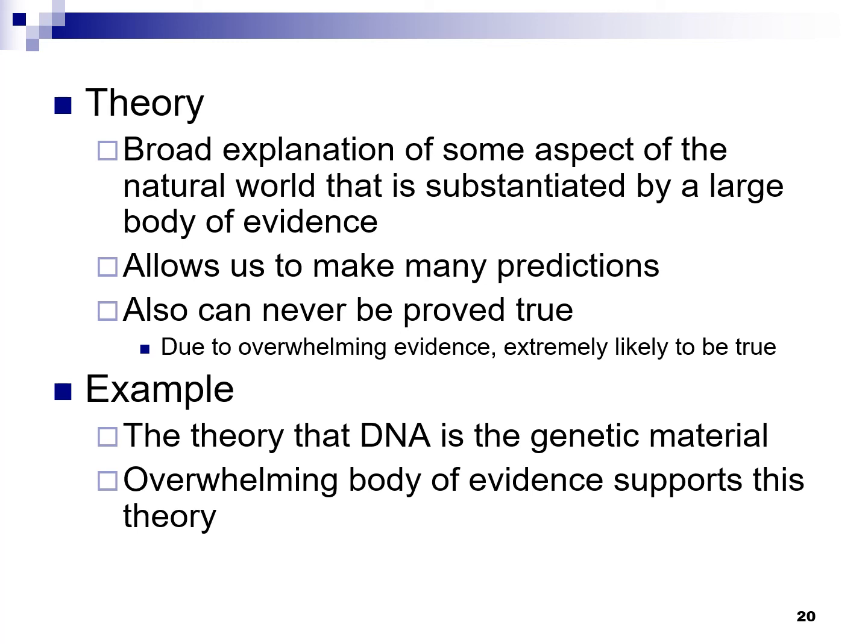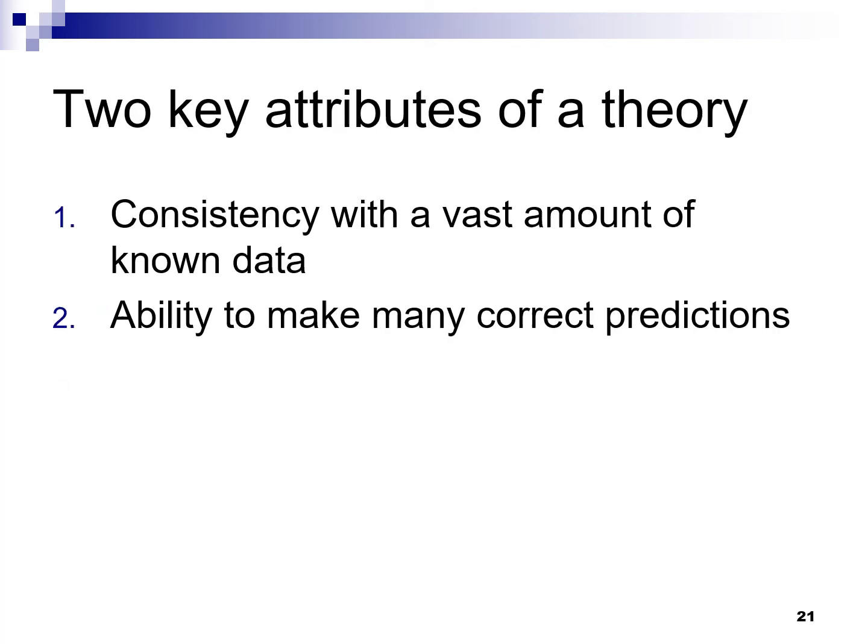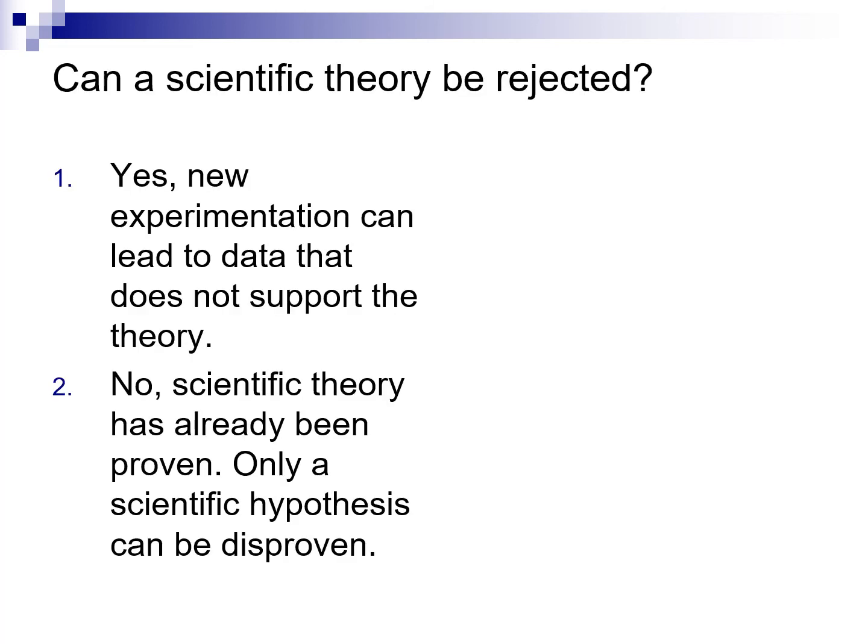We never say anything in science is proven. We say it's supported and it's probably true, but we can never say it's proven because new data and new techniques could show that it's not true. So the two key attributes of a theory: consistency with vast amounts of known data and the ability to make correct predictions. So can a scientific theory be rejected? The answer is yes. New experimentation can lead to data that does not support the theory. So yes.